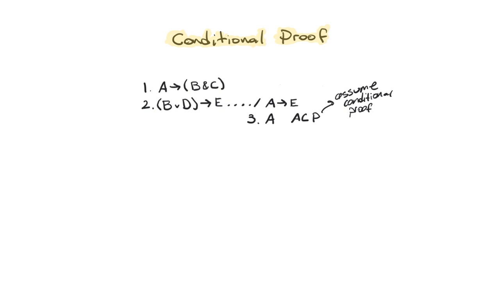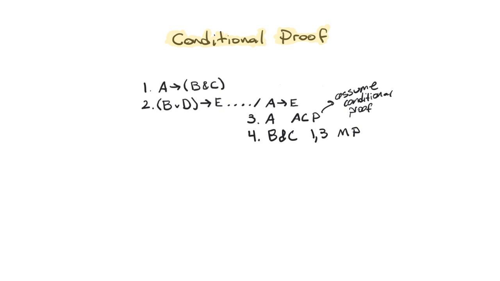With that assumption, we can now start to use our rules of inference. So right underneath line 3, which is right underneath the slash mark for the conclusion, we can start to see that if we assume A, then we'll be able to use modus ponens to get the consequent B and C. So we'll write that in for line 4: B and C, justified by lines 1 and 3, modus ponens.